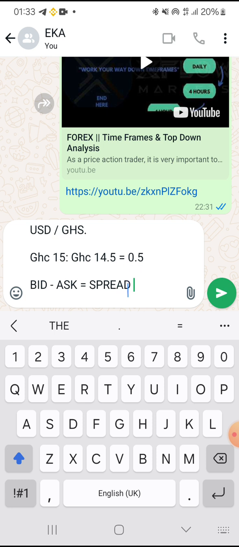Okay, that is the profit the banks make, because the bank will sell the dollar to you at a higher price and buy the dollar from you at a lower price. So the difference will give you the spread, and that is the money the banks make as profit. The same way when it comes to trading, brokers also make profit.